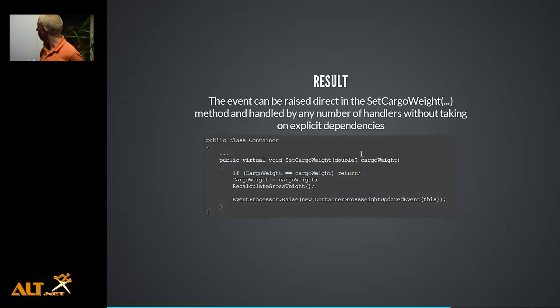So our set cargo weight method in the container now changes. We recalculate the gross weight, and we just raise a container gross weight updated event. We don't care about what happens at the other end of things. We're just saying we're going to raise the event. This can happen within the container class, and then we can attach whatever behavior we want to that event. And it is all happening in process, so that's pretty important. There's a key difference between this and something more sophisticated like NServiceBus, which can distribute things out. So this is not stepping towards distribution of processes. This is more about distribution of business logic and making sure that we can handle things as individual units.